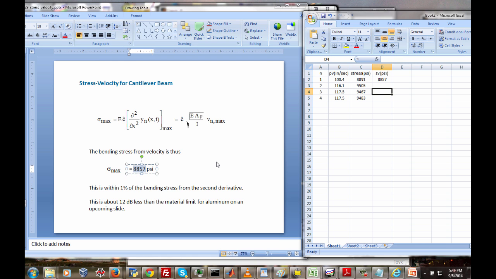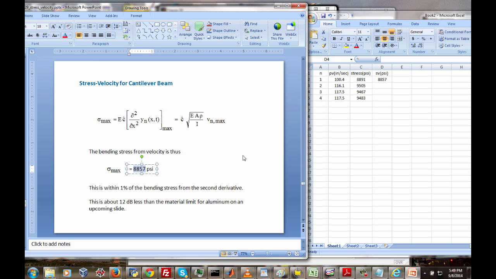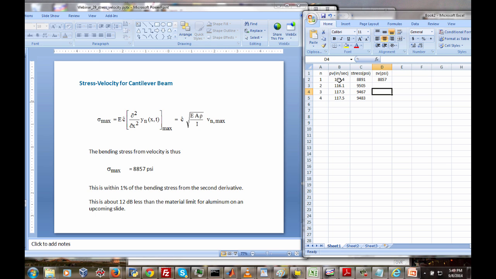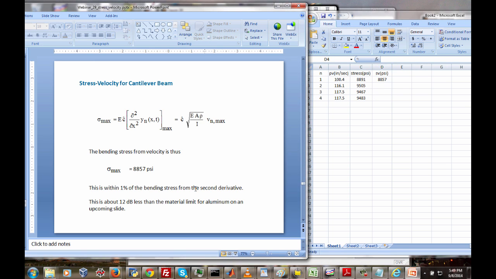Now, to extend this to a higher number of modes, it gets a little bit fuzzy, a little bit of hand waving when we try and think about how this relates to including additional modes. But we'll go ahead and do that anyways. And by the way, the pseudo velocity of 100.4 inches per second is 12 dB less than the material limit for bare aluminum. We'll talk about that in an upcoming slide.